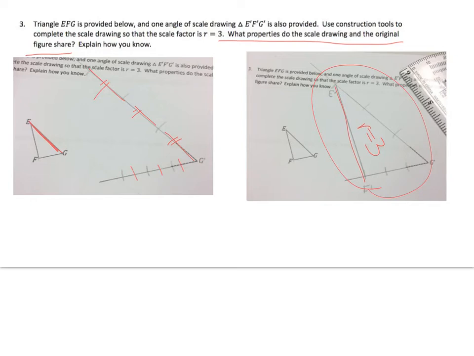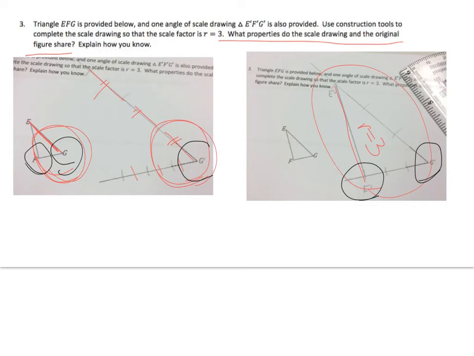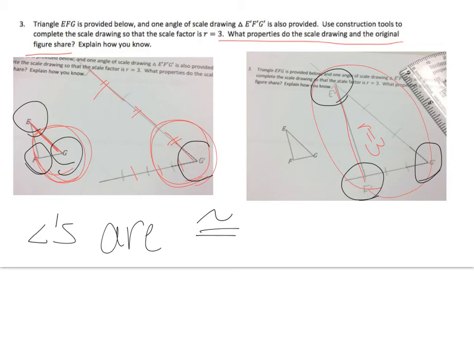What about the angles? Are the angles the same? Well, for instance, on this drawing, we just copied the angle. That's all they did. They copied the angle, and then they got the sides. So, in actuality, angle G prime is equal to, or congruent to, angle G. Angle F prime is congruent to angle F, and angle E prime is congruent to angle E. Okay, angles are congruent in scale drawings.